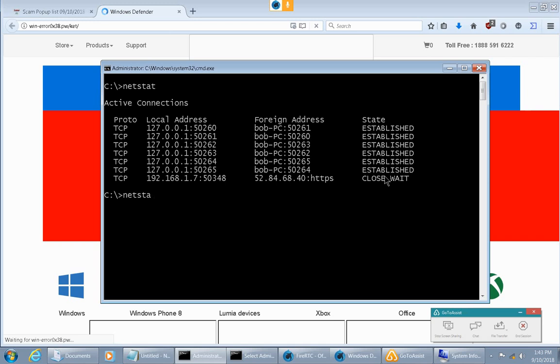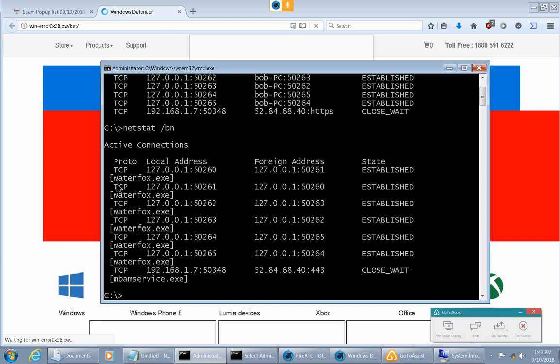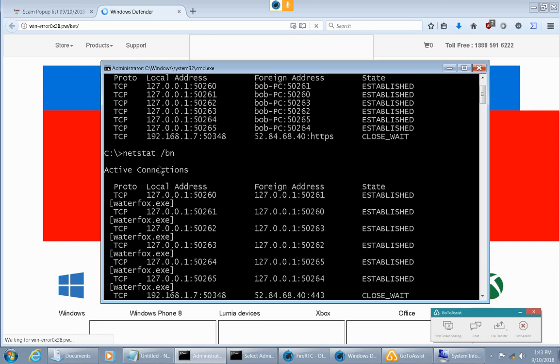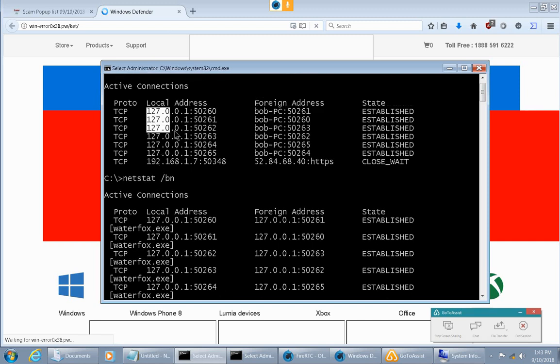Now I'm going to type in netstat, and I'm going to type in -bn. Now this gives me the process name. Now the 127.0.0.1 is the loopback address, also referred to as localhost. It's referring to your computer. In other words, your computer is connected to itself.